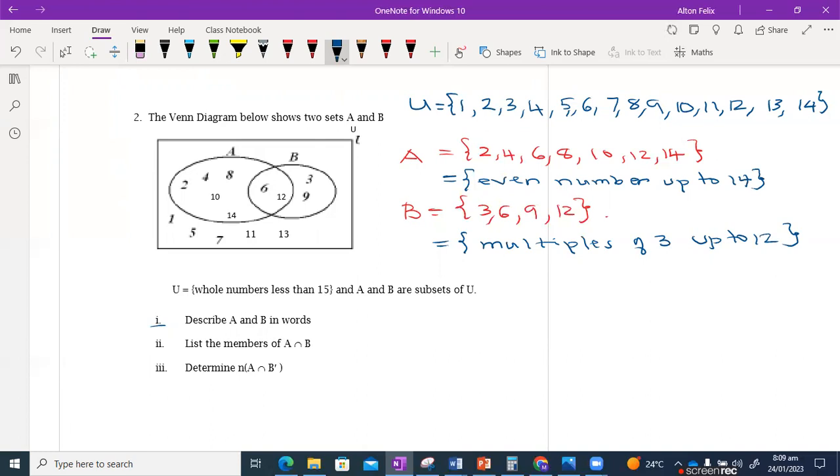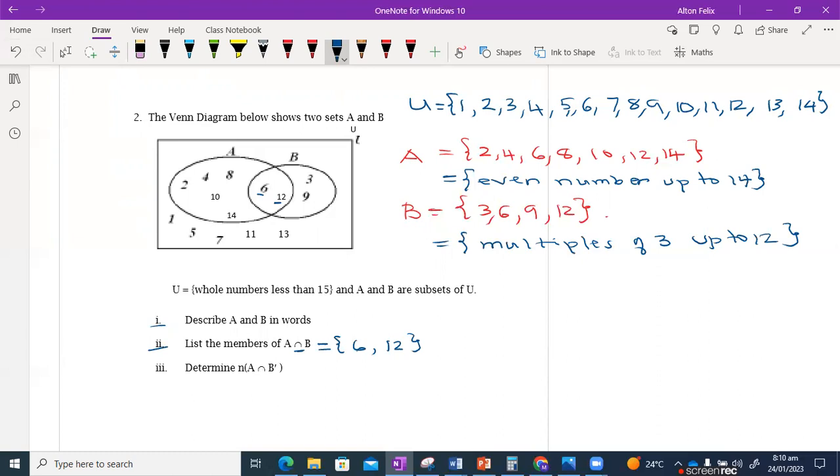List the members of A intersect B. So we know this symbol represents intersection, and the set A intersect B will consist of the members or elements 6 and 12. So set A intersect B would be the set consisting of the members 6 and 12, as shown in your diagram. And let's go to the next one.